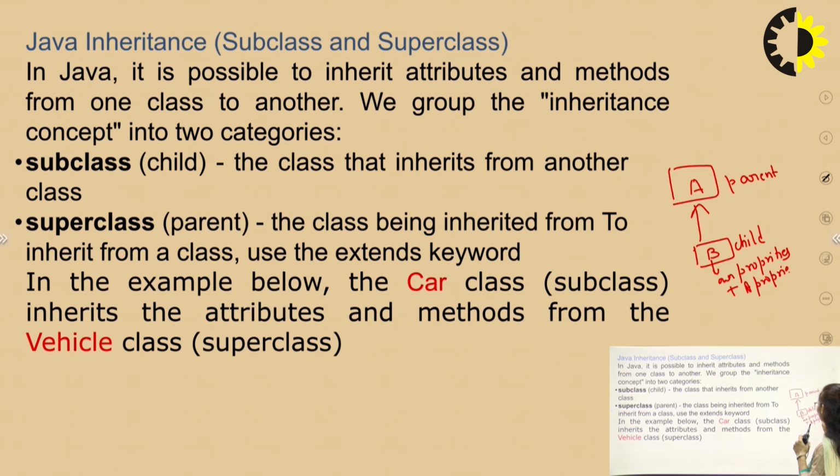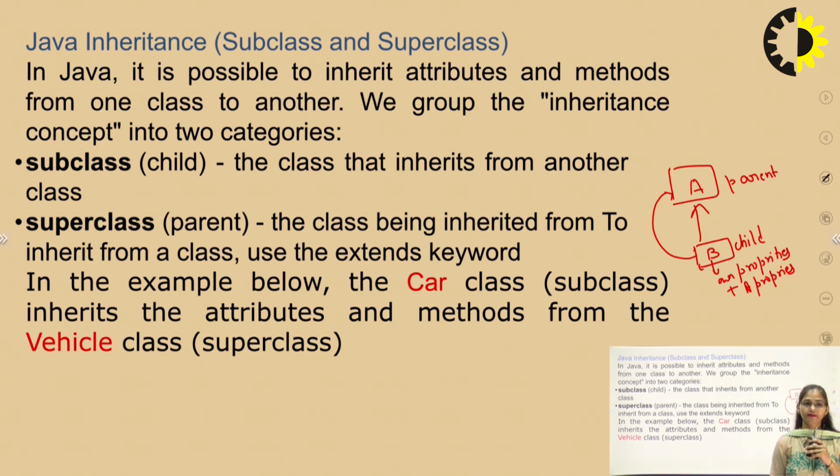So the concept of inheritance works here: you can inherit attributes and methods from one class to another. We group the inheritance concept into two categories, subclass and superclass. The subclass is your child class. This class B is known as the subclass, and A is your parent class. To inherit from a class, use the extends keyword. Inheritance works with the extends keyword.